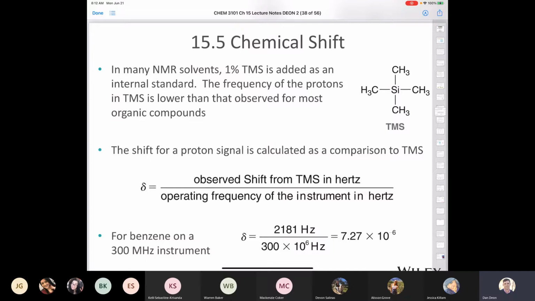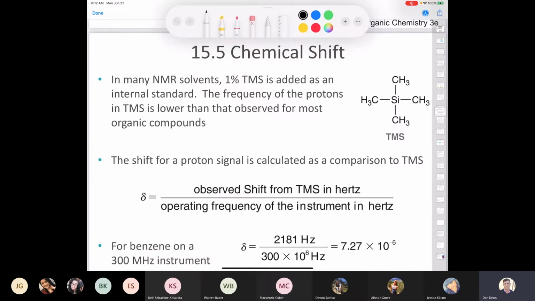Now, it says here that in many NMR solvents, we add 1% of this molecule called TMS as an internal standard. So there are many different types of NMR solvents. And remember, we use deuterated solvents. We replace the hydrogens with deuterium. So instead of chloroform, you would have, let's say, deuterochloroform, CDCl3. Dimethyl sulfoxide is a compound we don't talk about a lot in Chemistry 3101, but this is called dimethyl sulfoxide.